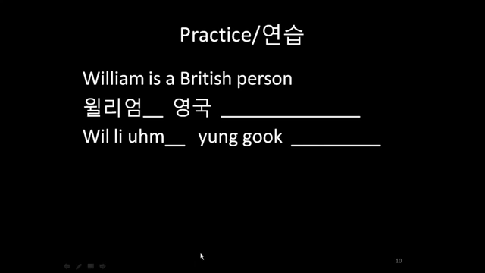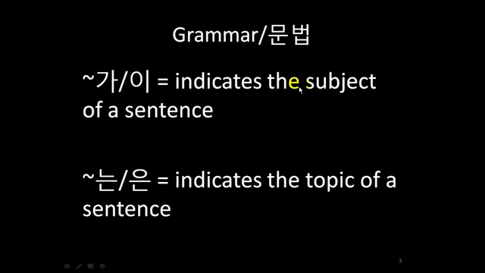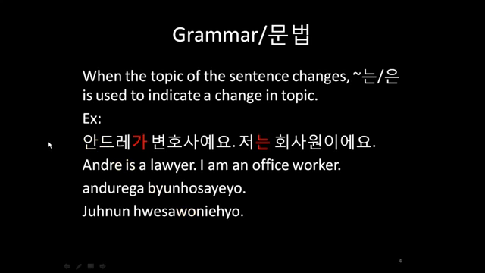So let's do some practice making sentences. How would you say William is a British person in Korean? The answer is 윌리엄이 영국 사람이에요. So remember, 가 or 이 indicates the subject of a sentence, but 는 or 은 indicates the topic of a sentence. So when would you use 이 or 가 or 은 or 는?